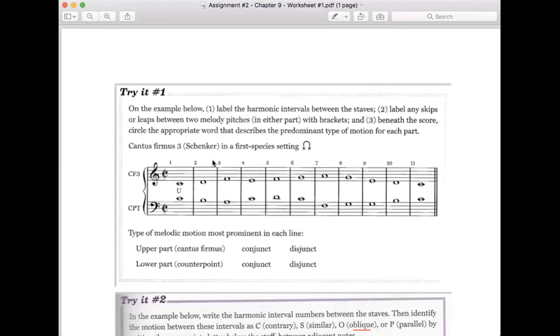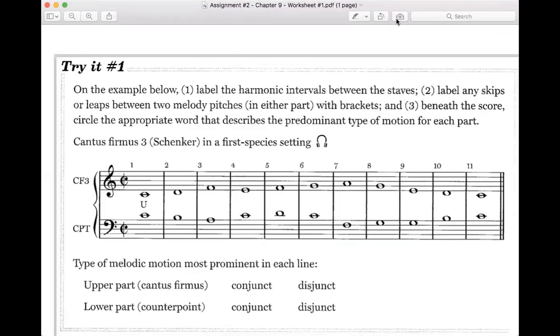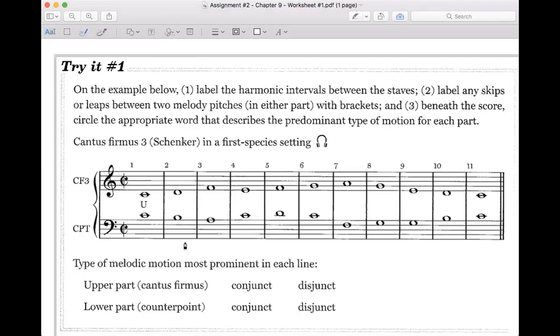Okay, so I think most of you had a good grasp on what's going on here in these three exercises. You successfully labeled your intervals, so that's the first thing you want to do. We have a third here, a sixth here, third. Okay, so primarily we have what are called imperfect consonances. Oh, this is interesting. We have a string of two back-to-back thirds, what we'd call parallel thirds.